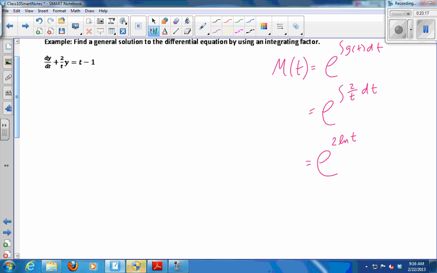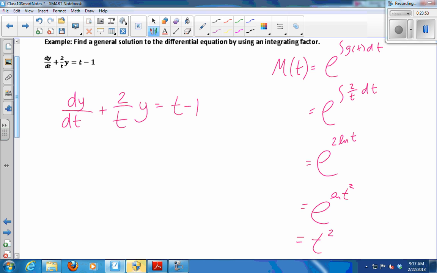First we have to write this as e to the ln of t squared, if you remember that property of logs. When you have the coefficient in front, you can pop it up on the exponent. And then e to the ln of some stuff, e and ln are inverse functions, so this is just t squared. Looks nice and easy. All right, so rewriting my equation, I'm going to multiply both sides of it by the integrating factor t squared.